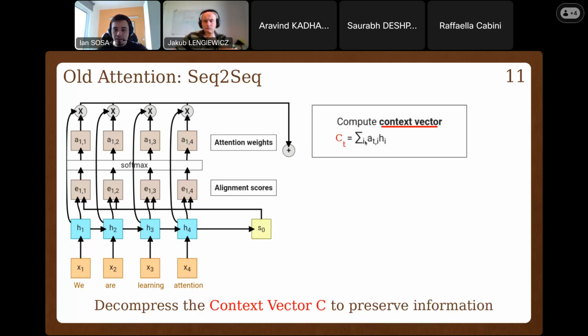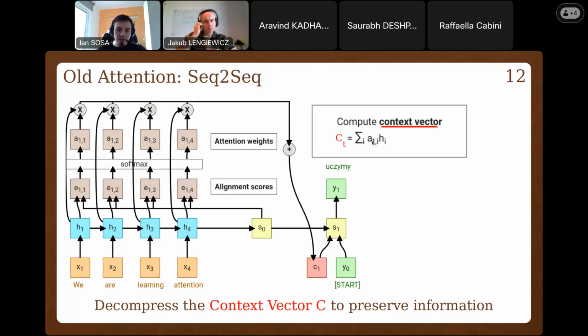In that way, the network manages to pay attention to different parts of the inputs, depending on what it wants to generate. So after this whole process, we obtain the first context vector now. And from that first context vector, we proceed with the decoding process exactly in the same way as before. So in order to compute the first hidden state of the decoder, we take as an input the initial condition of the decoder, the first context vector, and the start token, and we generate the first Polish word here.